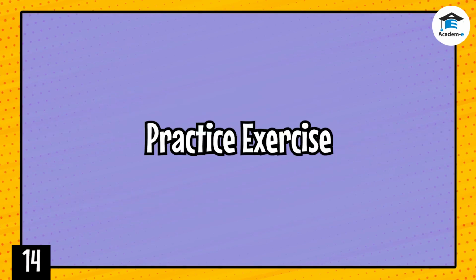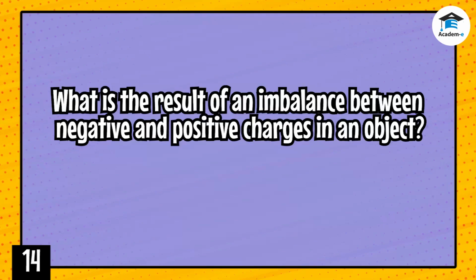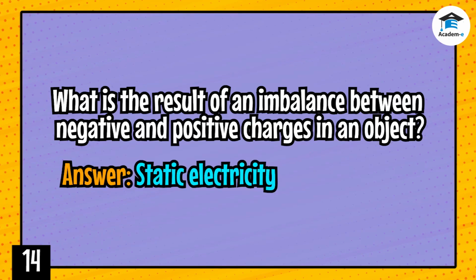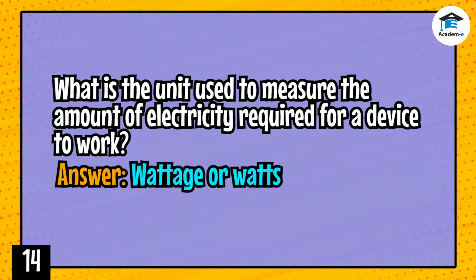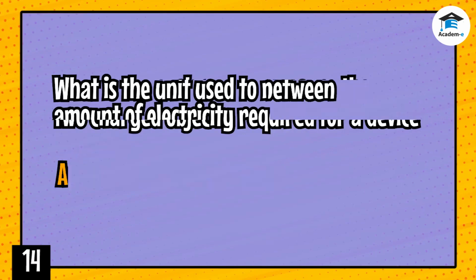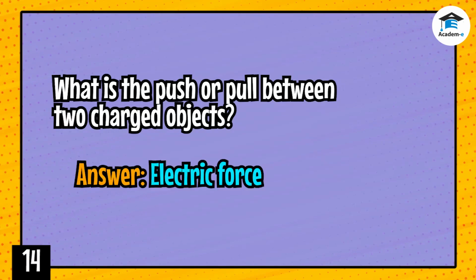Practice exercise. What is the result of an imbalance between negative and positive charges in an object? The answer is static electricity. What is the unit used to measure the amount of electricity required for a device to work? The answer is wattage or watts. What is the push or pull between two charged objects? The answer is electric force.